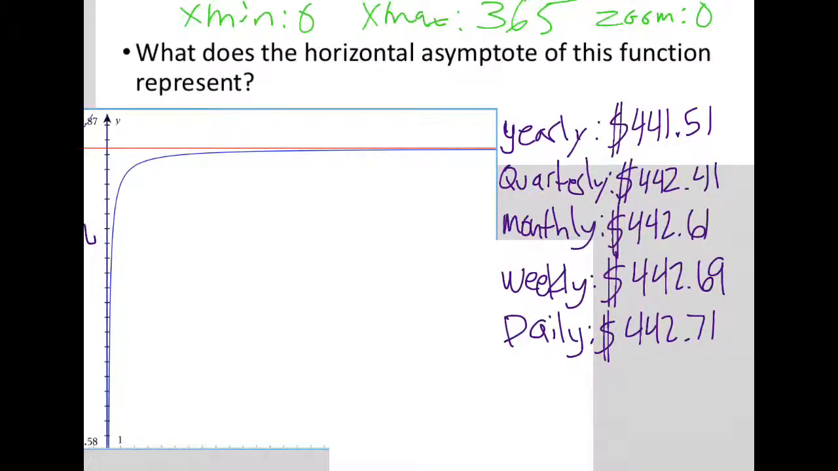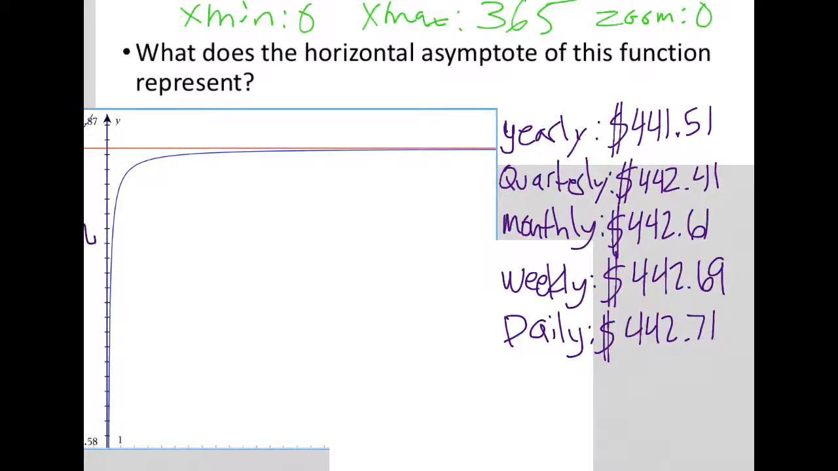So you should get those values. Notice that as you continue to increase the number of times that we compound the interest, the amount that you increase each time is not all that much more. And that's what the shape of that graph is telling us, because it is leveling off to that asymptote. But the question is, what is the value of that asymptote?